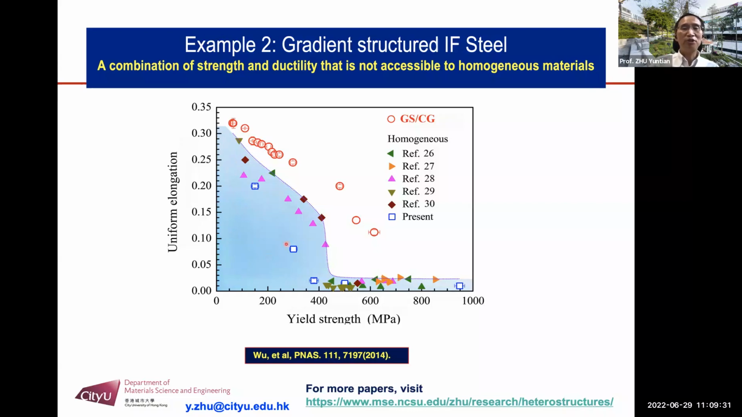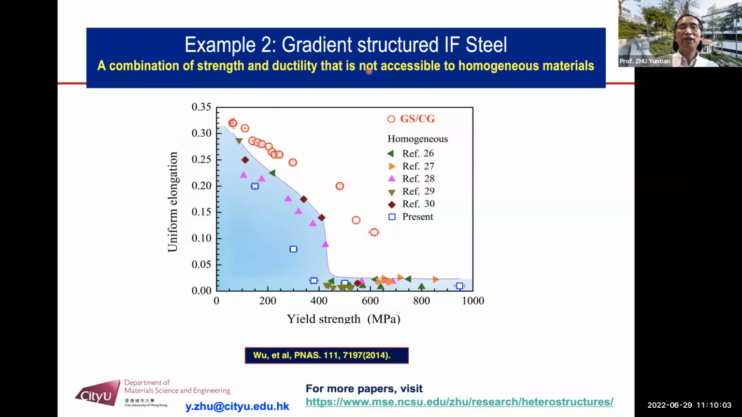And to make the IF steel stronger, people try many different ways. One way is to decrease the grain size, make it ultra-fine grain. See, as the grain size decreases, the ductility, the uniform elongation, will decrease. However, above 400 megapascal, you can see the ductility decreases to like 3%, which makes it useless. You cannot use it anymore. Typically you need over 10%, to be safe.